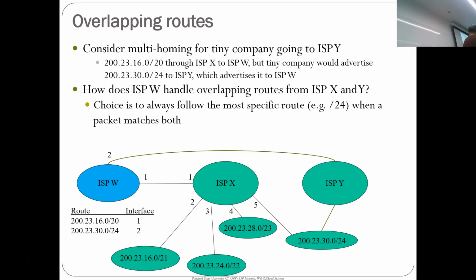So if I have a packet to this person, and I'm in ISP-W and I have these two routes, and I match the one below it, this route is the more specific route. It has more bits that match. So then I would, by default, forward onto interface 2. And then it would go this way. So that is just the convention of routing.